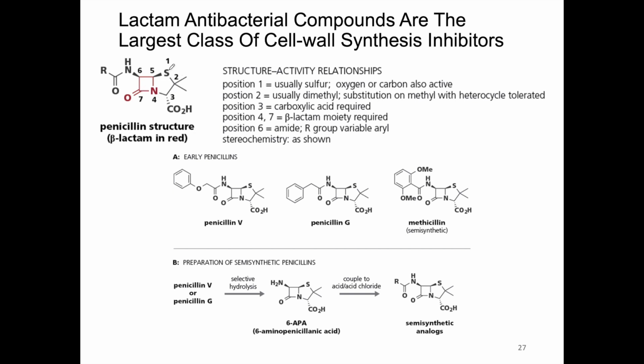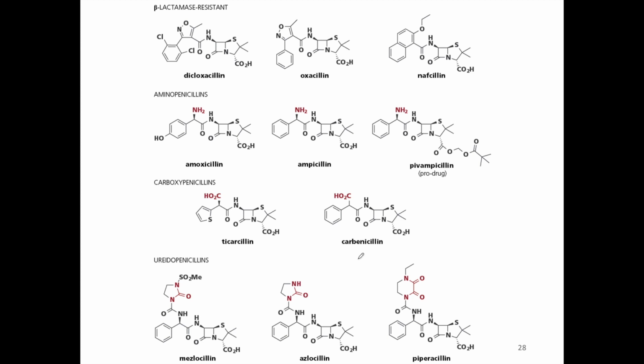We have the 5-membered ring with the sulfur and then the dimethyl substituent and the carboxylic acid. The carboxylic acid mimics the carboxylate of the D-alanine functionality. So early penicillins include penicillin V, G, and methicillin, which is a good molecule to use to block beta-lactamase resistant bacteria. They're typically made by obtaining 6-aminopenicillanic acid, and then you can modify that amino group with many different functionalities. There are many varieties now of penicillins, and shown here are just some examples.